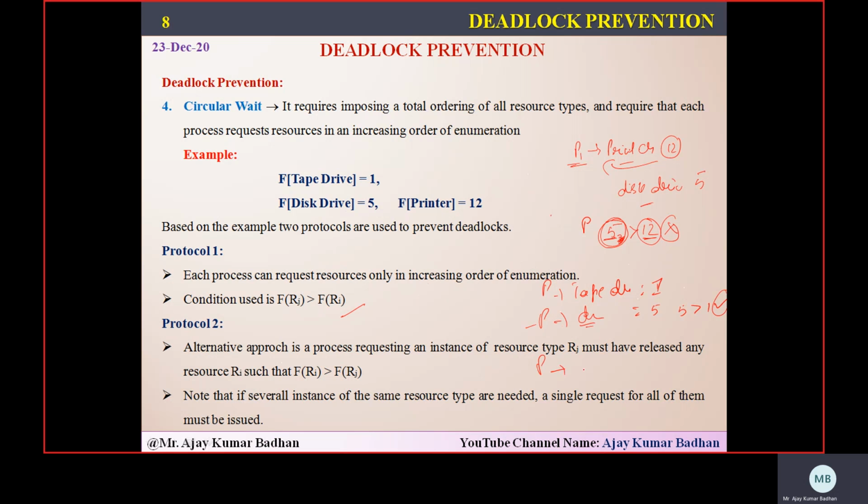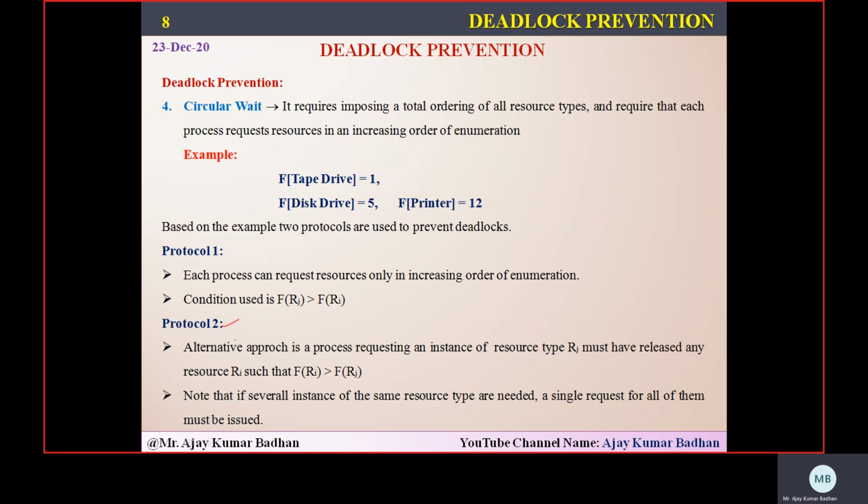And after some time, this process is requesting the printer. So printer, what is the value? 12. So 12 is greater than the previous one. The previous one is 5. Greater than 5, condition satisfied. So we can allocate the printer to this particular process and perform the operation. In this way, it can do it. Or else it can't do it. We will not be allocating. Means whenever a process is requesting, it can request any resource in the beginning. But the next time whenever it is requesting, the priority of that resource should be higher than the previous one which has been requested. Simple logic.